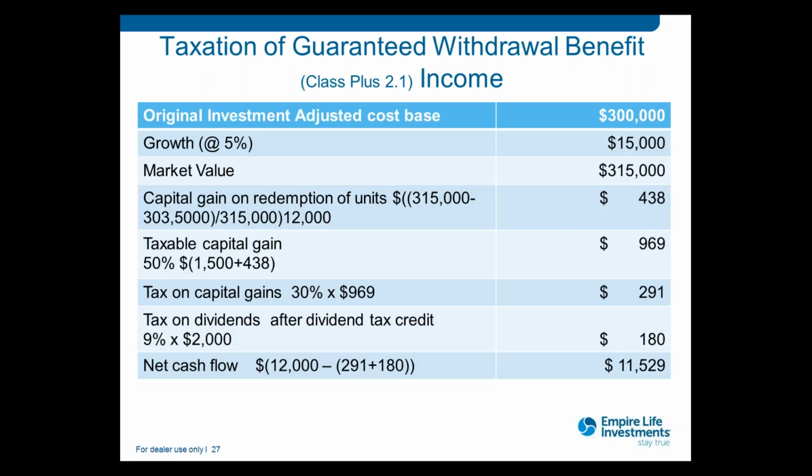Tax at 30% is going to be $291 of income tax. The dividends will also get taxed, and after the dividend tax credit will generate about another $180 worth of income taxes. So the net cash flow in that particular situation will be $12,000 minus the $291 of taxes owed on the capital gains and the $180 of taxes owed on the dividends. So the client still walks away with $11,529.